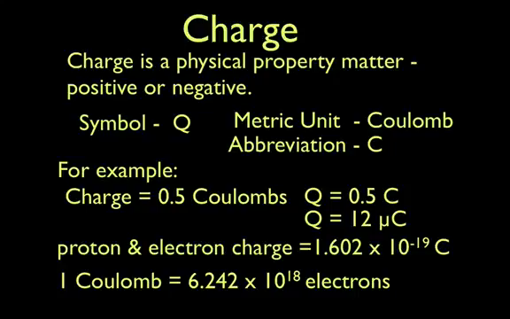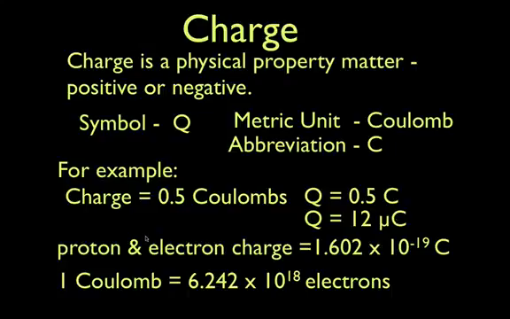So the symbol is Q, the metric unit is the coulomb, and we abbreviate that with a C. So for example, here you can see we have charge equals 0.5 coulomb. Now we can abbreviate that as Q equals 0.5 C, or we just say charge equals 0.5 coulomb. Or for another example, Q equals 12 microcoulomb. Usually we have much less than a coulomb, because a coulomb is a lot of charge. So this is 12 microcoulomb.